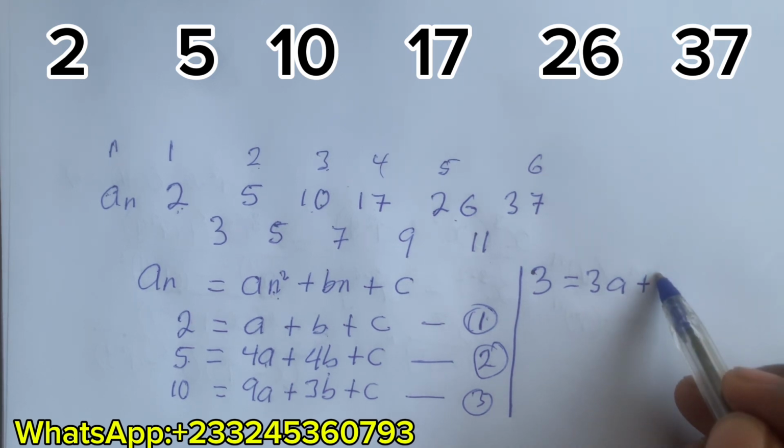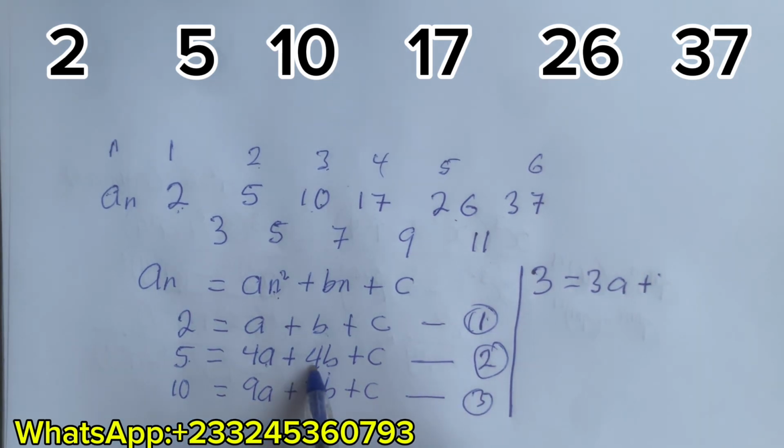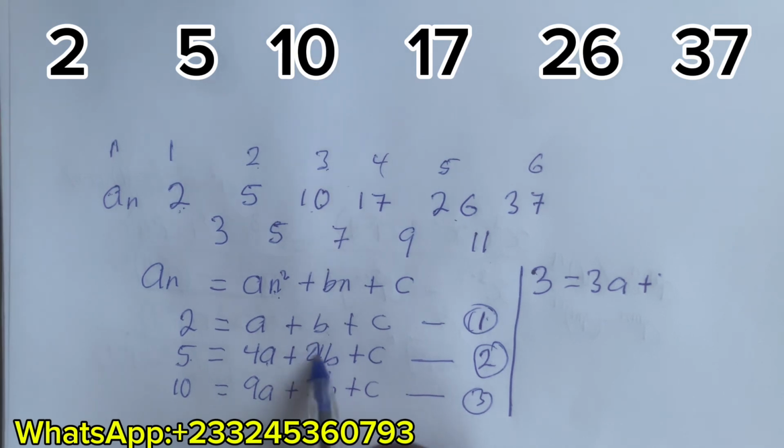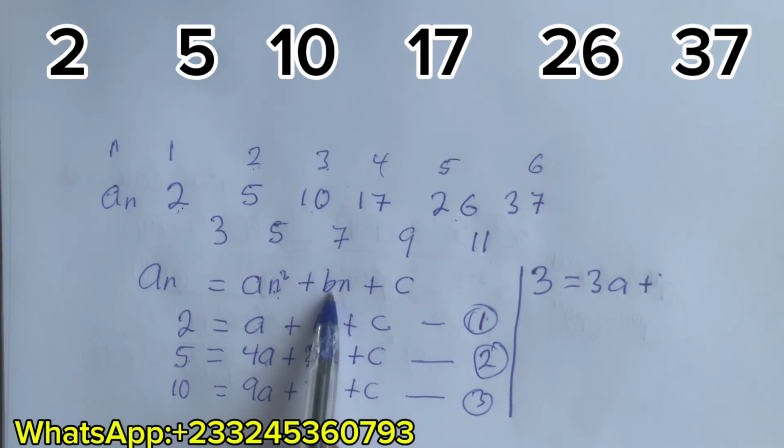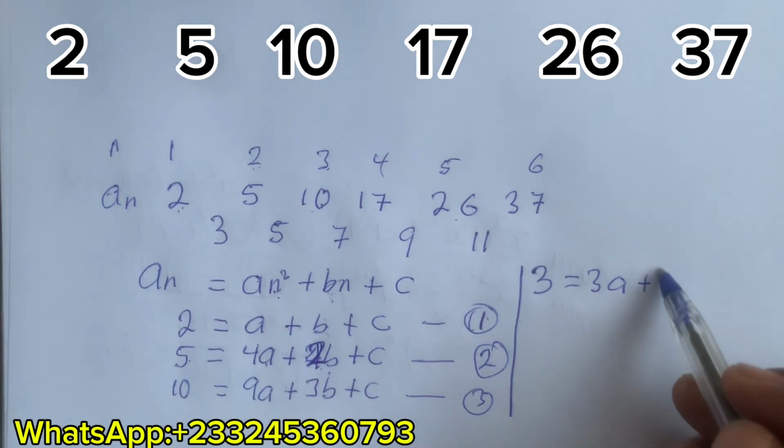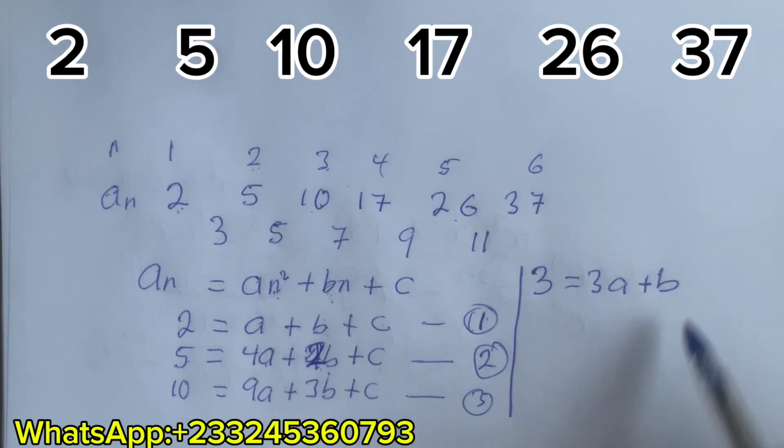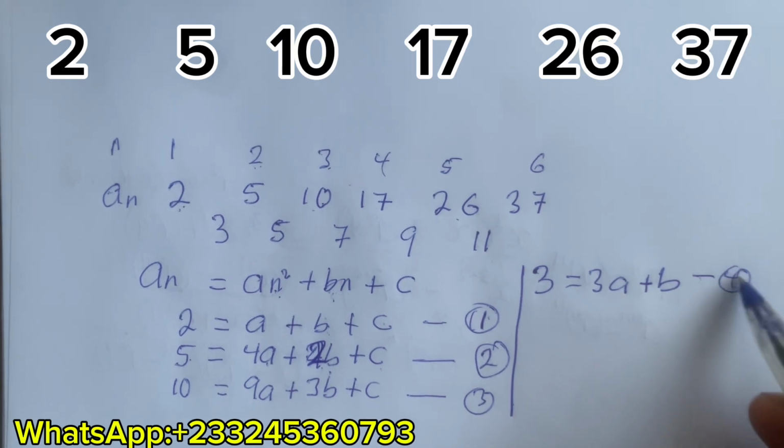oh wow, this is not 4b, this is 2b rather, because we put 2 here, because 2 times b will give us this. So if I take b from 2b, it will give me b, and c from c will be 0. So I have another equation 4.